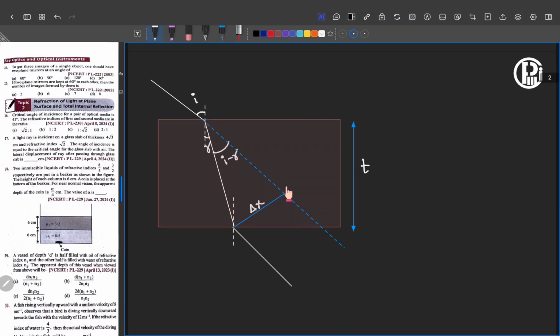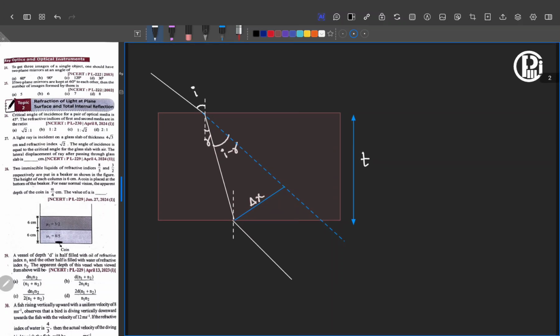So from this right angle triangle I can write sin(i minus r) is equal to what? Opposite side delta x by hypotenuse. Let's say that hypotenuse is L. Therefore I can say delta x is L into sin(i minus r), right?